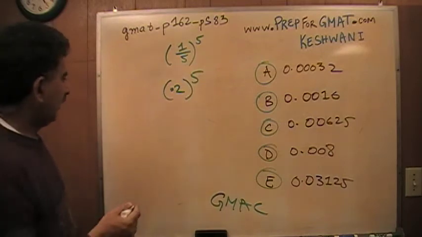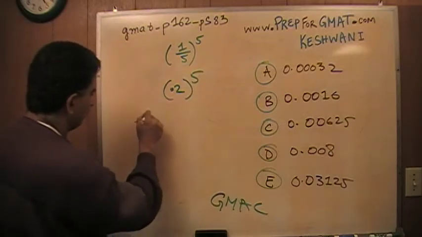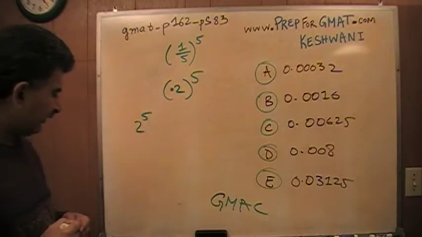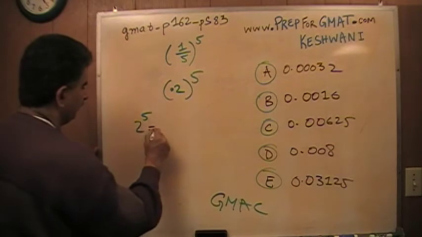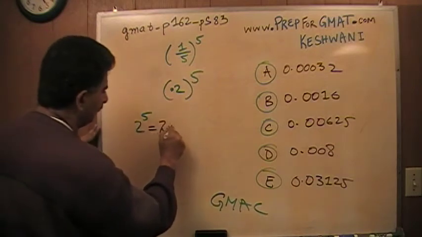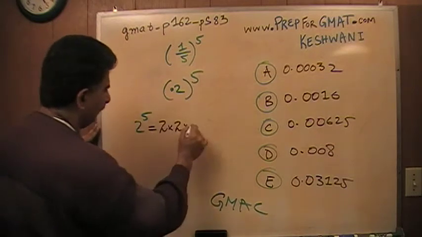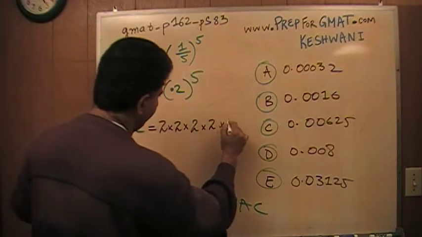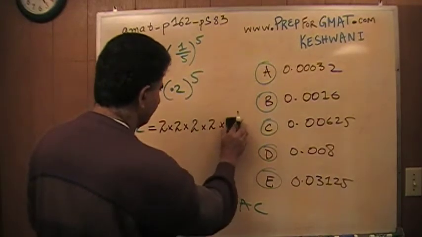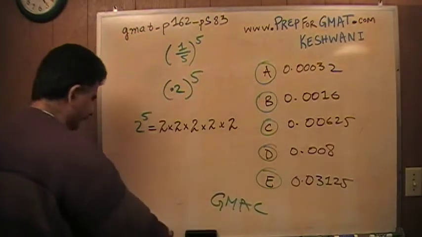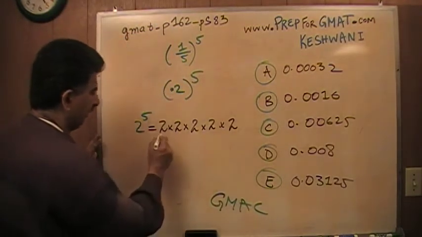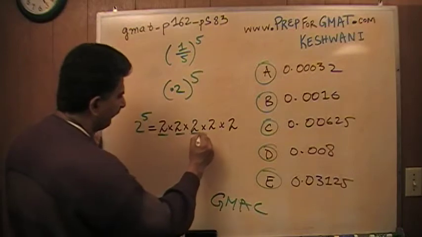So, how much does 2 raised to the 5th power equal? Do you know? Let's find that out. 2 raised to the 5th power means I take 2 and multiply it by itself 5 times. Which is what I did here. I multiplied 2 by itself 5 times.